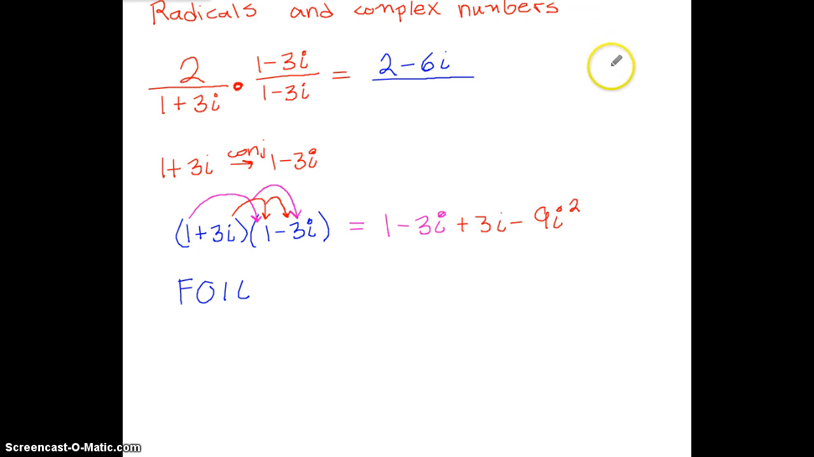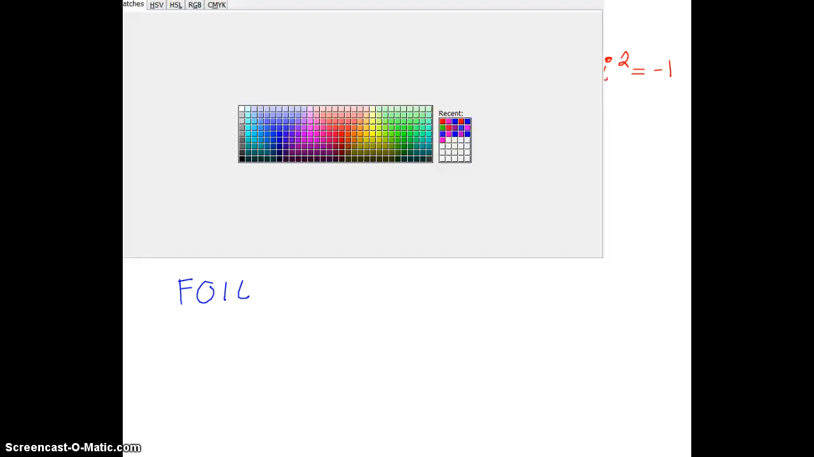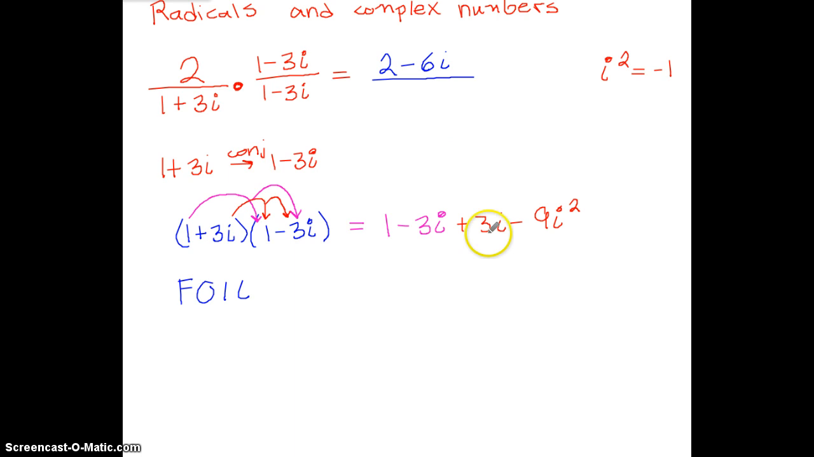Now one thing that we want to keep in mind is that when we have i squared, it's going to be equal to negative 1. So anytime that we have an i squared in our equation, we can go ahead and replace it with a negative 1. Now the reason that we used the conjugate of the denominator was because it allows us to cancel the 3i negative and the 3i positive right here, and we're left with 1 minus 9i squared, which is going to be replaced by the negative 1.